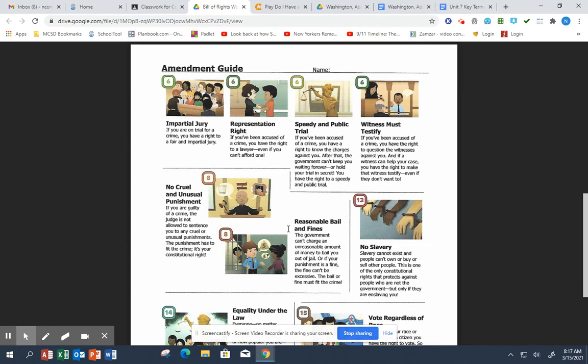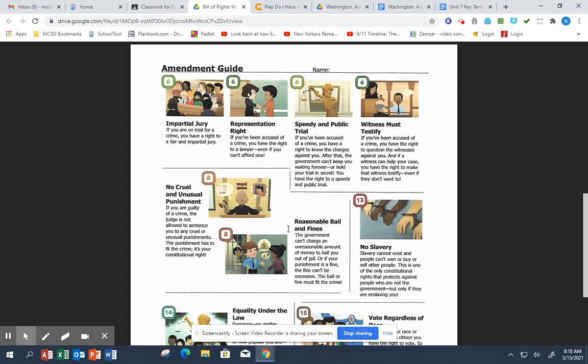Number 7 just says that any lawsuit that somebody brings over $20 is entitled to a jury trial. And then 9 basically says just because rights are not listed here does not mean that they are not rights of the people, and that the people don't have those rights.